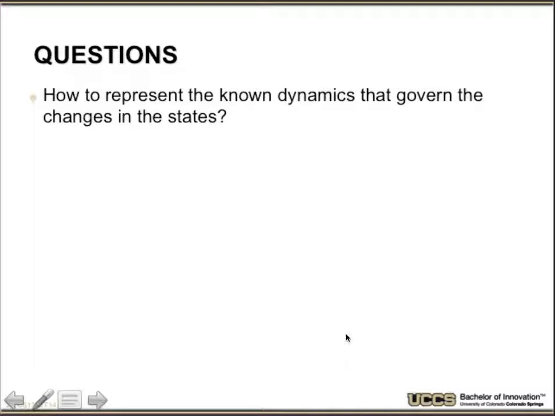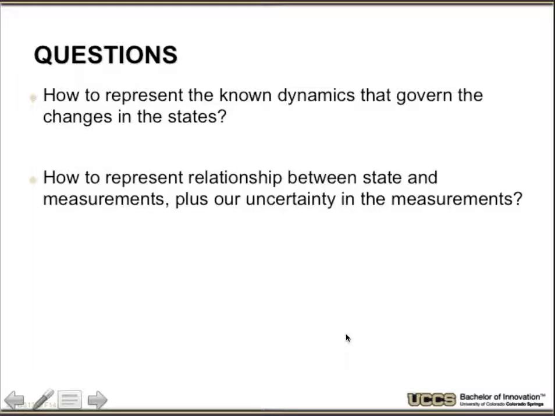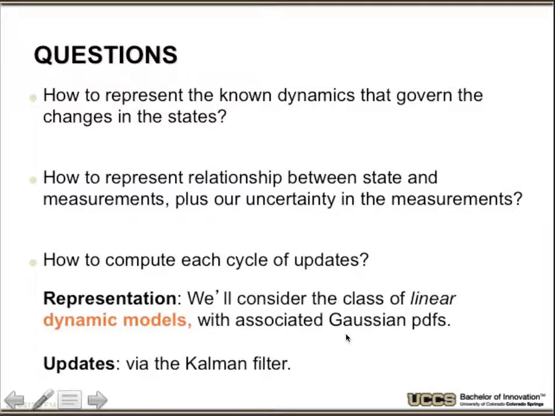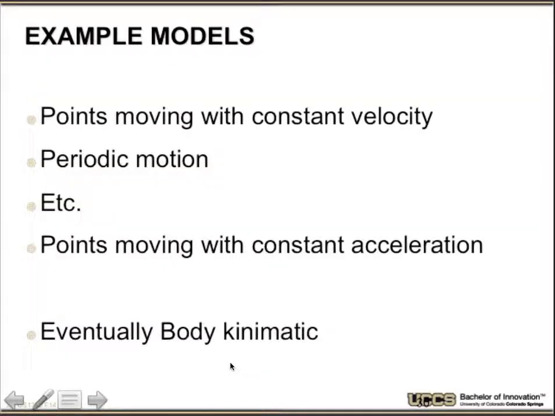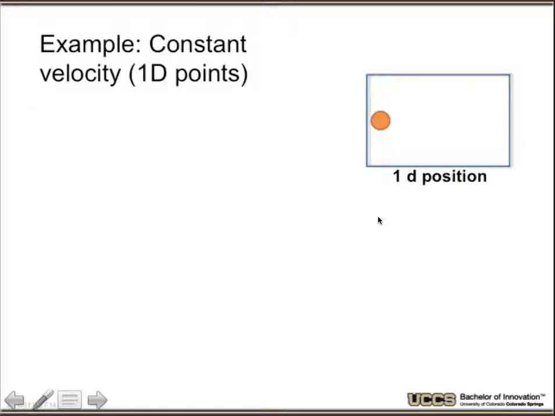So now we need to come back to, we know how to represent the dynamics that govern the changes in state in our model, how to represent the state changes plus our uncertainty in those measurements, how to compute the cycle of updates. As I've already said, we're considering linear dynamic models, and we're going to then update them with the Kalman filter. So let's look at some example models just so you see what we mean. We'll look at a point with constant velocity, but you could easily be looking at periodic motion, points moving, constant acceleration, full body dynamics. The basic concepts become pretty simple once you know the basics.